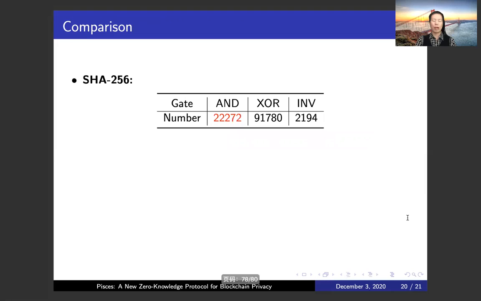Here the length of the witness is reduced greatly. For the circuit of SHA-256, to the best of our knowledge, the number of AND gates is 22,000, the number of XOR gates is 91,000, and the number of inverter gates is 2,000. In Ligero, they consider all of these gates, so the total number is roughly 111,000. If we consider only the multiplication gates, namely the AND gates, the length of the witness is 22,000. So the length of the witness can be reduced to one fifth. This is a great improvement.